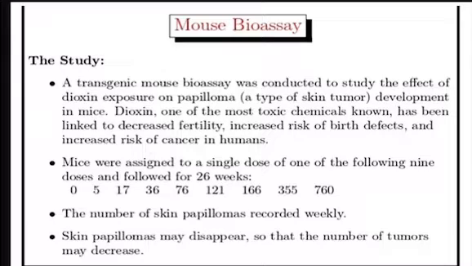Now, mice were assigned to a single dose of one of the following 9 doses and followed for 26 weeks. Followed for 26 weeks, then we're talking about repeated measures. And the number of skin papillomas recorded weekly. Then the skin papilloma may disappear, so that the number of tumors may decrease.